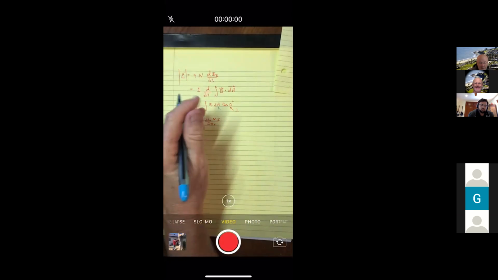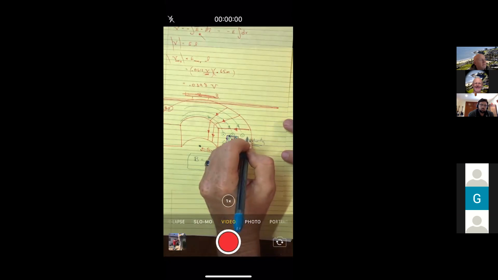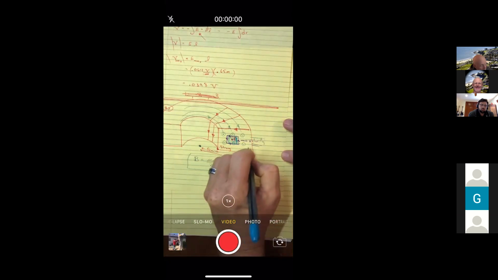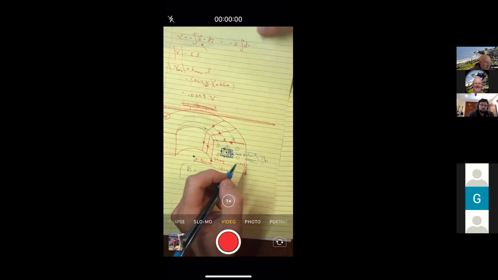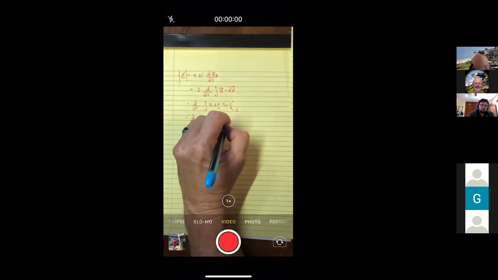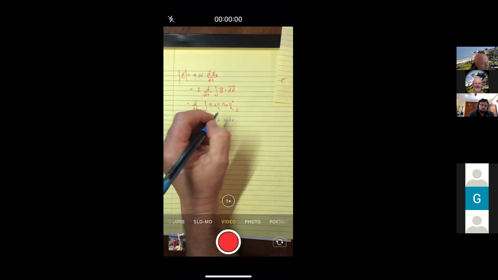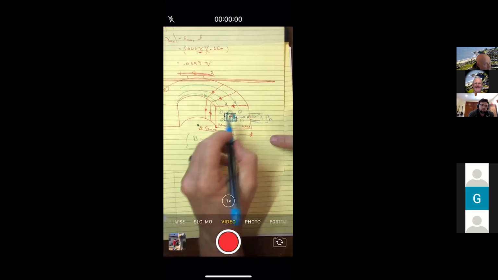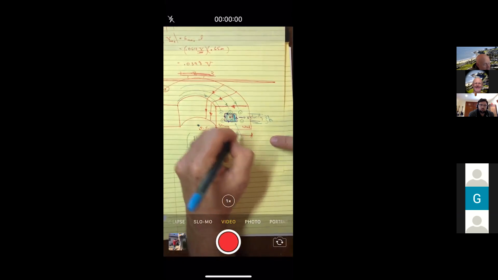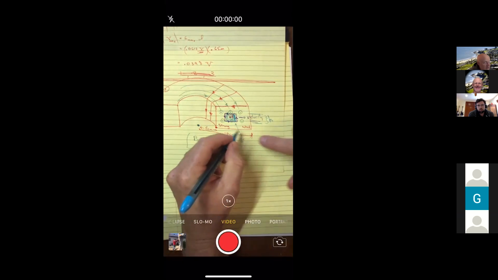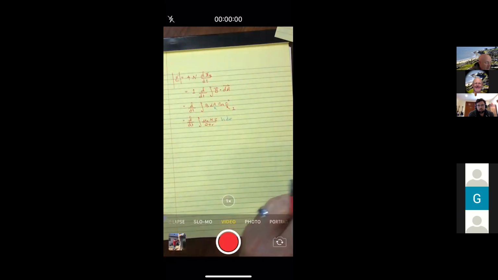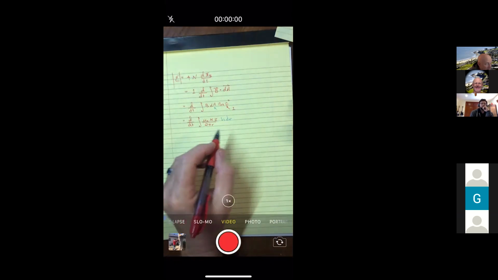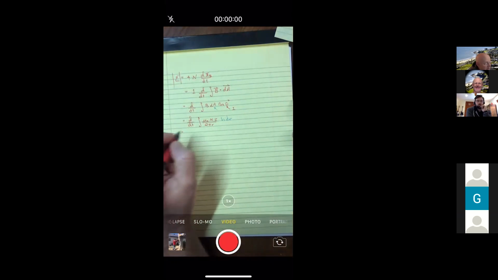And so if I call this little rectangle height h, then this area would be h times a thickness of dr, where each little slice right here has a width of dr and a height of h. So its height times its width is its area. And so then I can actually do this integral.